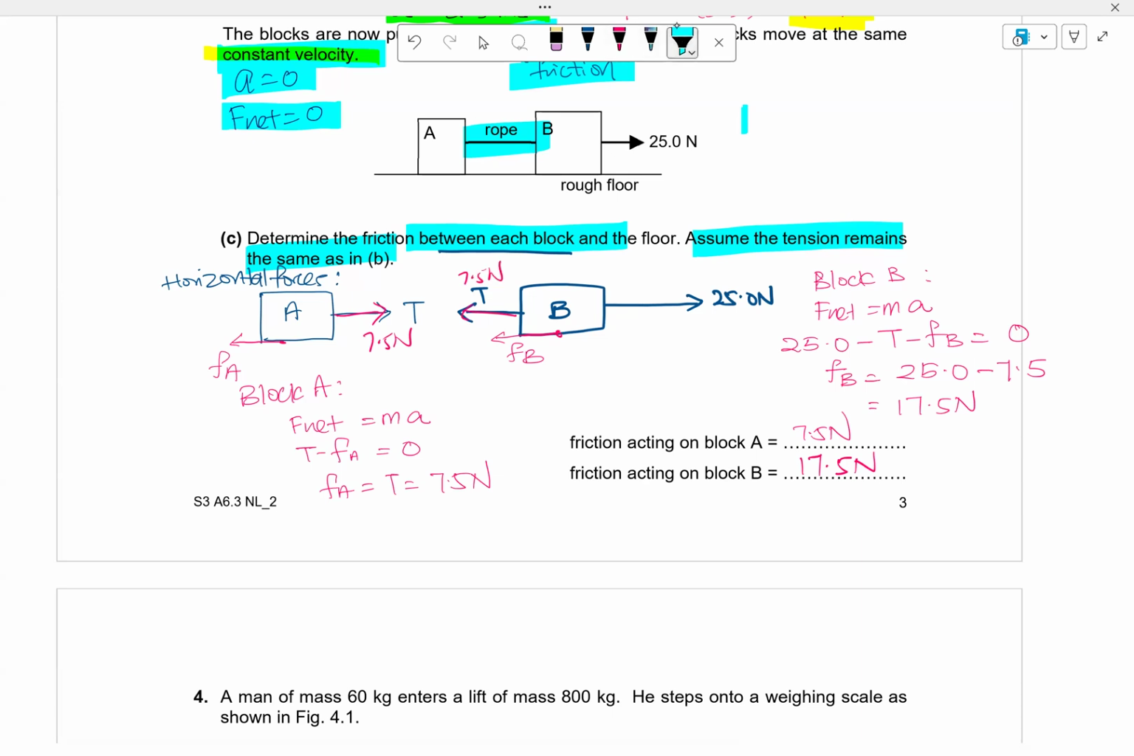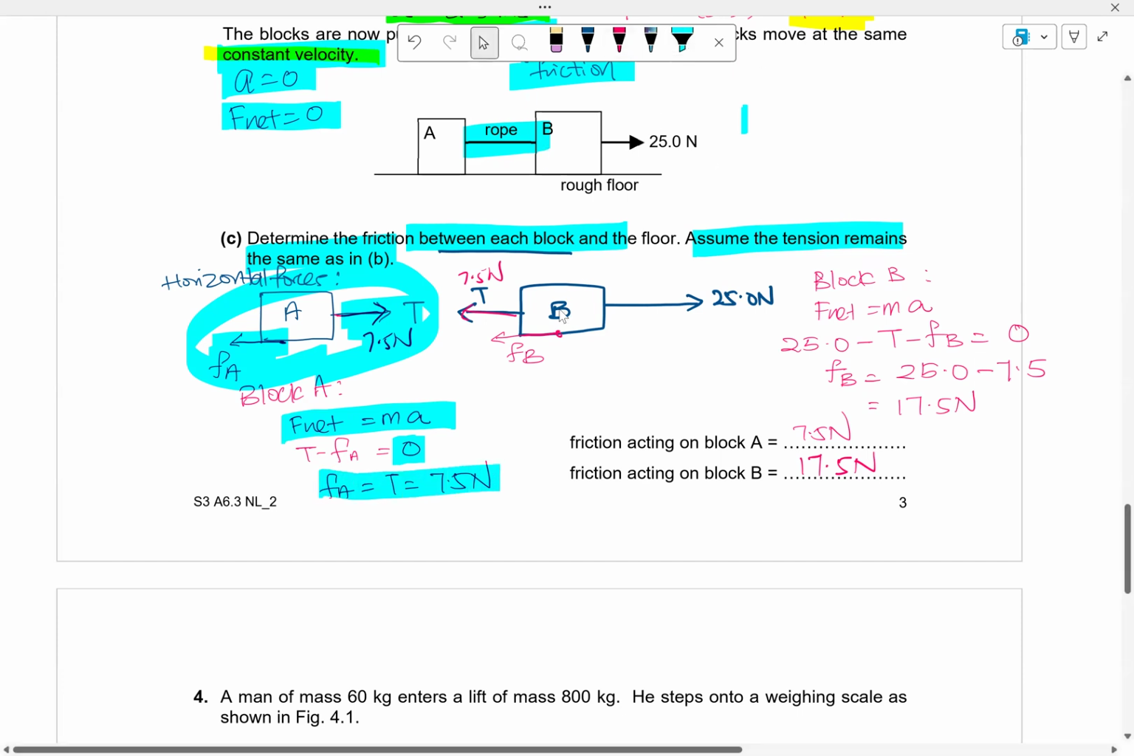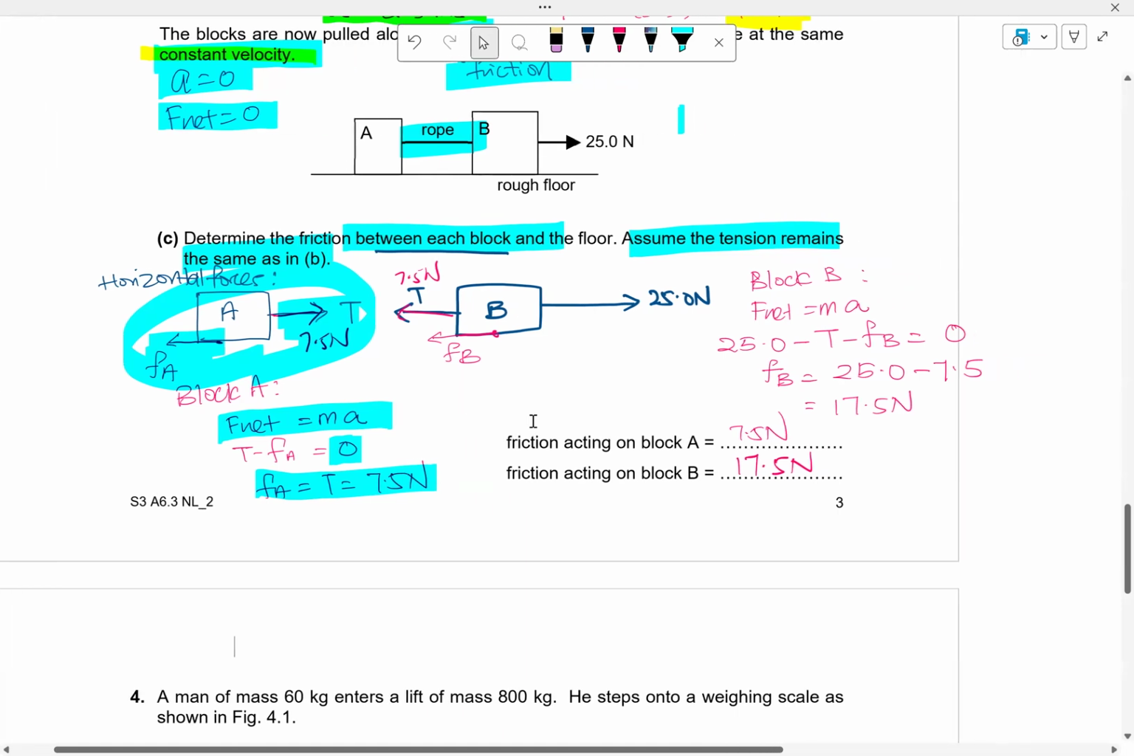Now let's consider block A again. If I look at block A, the horizontal forces are only the tension and the friction, right? So since F net equals ma equals 0, then the tension must be equal to the friction, right? So the frictional force is 7.5 newtons.